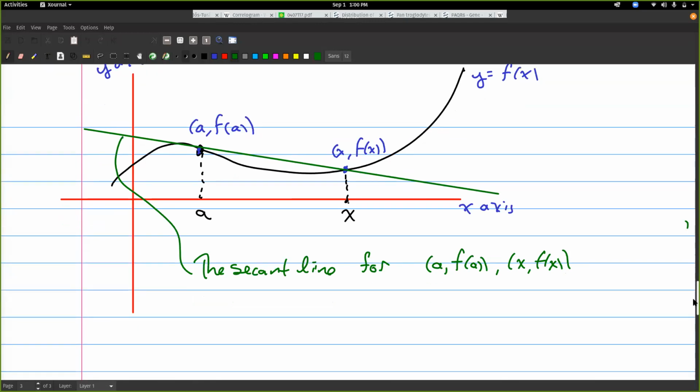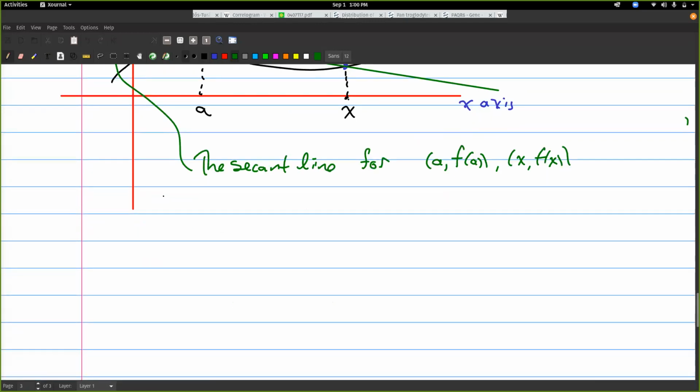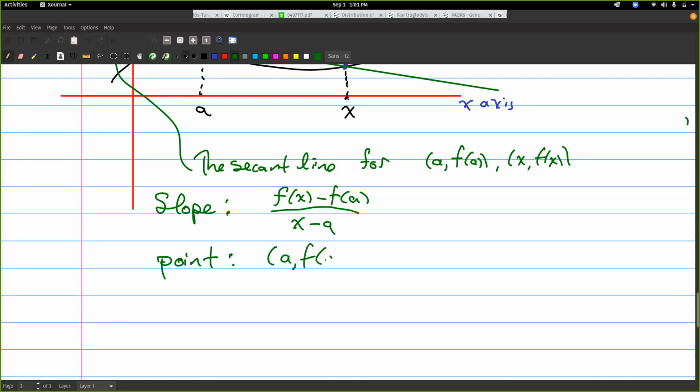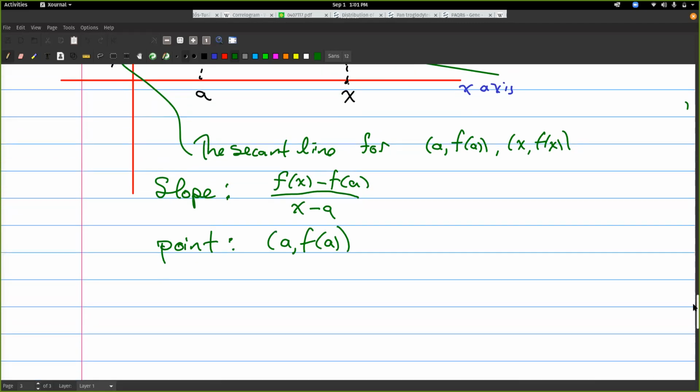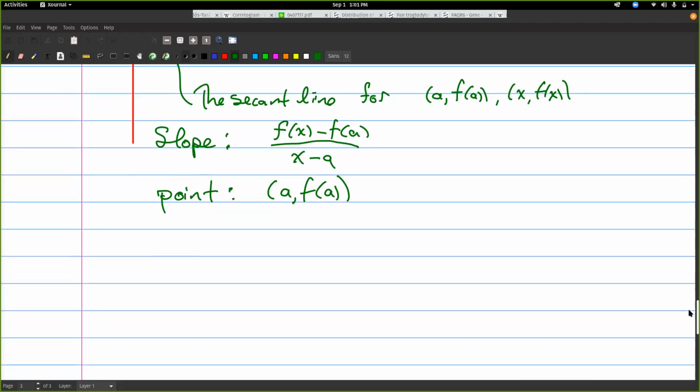So last time we talked about point slope form. So this line has a certain slope. The slope of this is f of x minus f of a divided by x minus a. And it also goes through a certain point. It goes through the point a comma f of a. So we could come up with an example where we can actually literally figure this out.